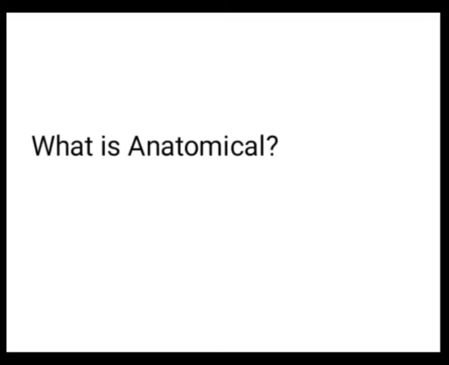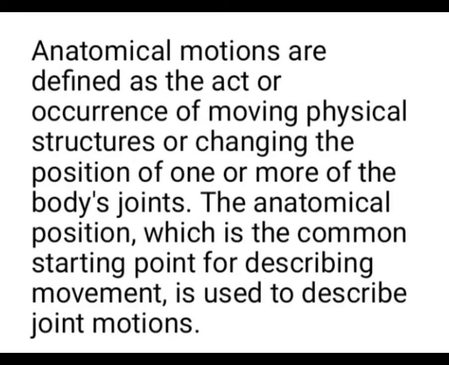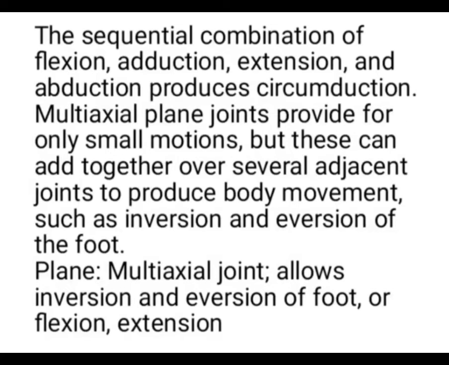What is anatomical movement? Anatomical motions are defined as the act of moving physical structures or changing the position of one or more of the body joints. The anatomical position, which is the common starting point for describing movement, is used to describe joint motions. Sequential combination of flexion, adduction, extension, and abduction produces circumduction.